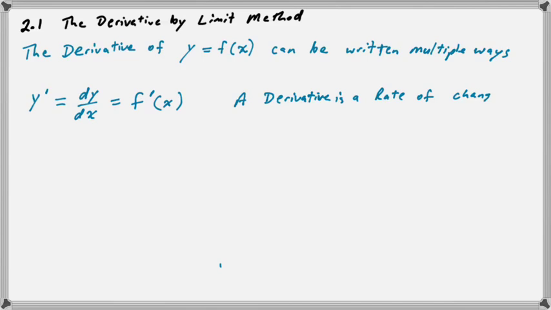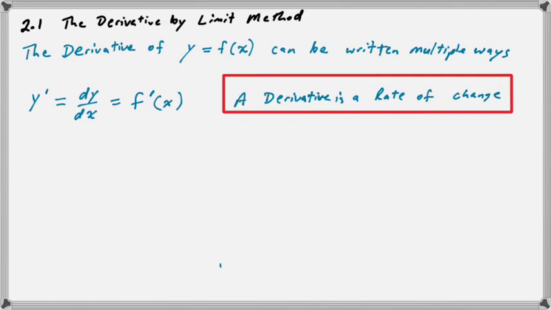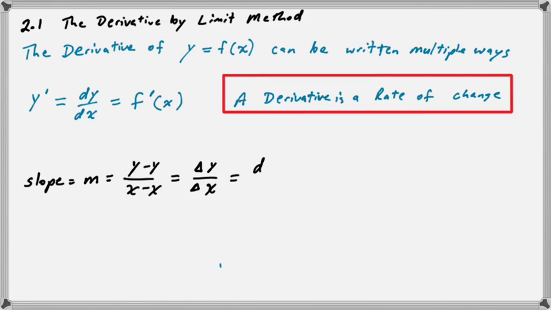Many people say it's a slope. Well, if it's change in y over change in x, it is slope. Most people know slope as m: y minus y over x minus x, the change in y over the change in x. In calculus, it becomes dy dx. And yes, it is slope.